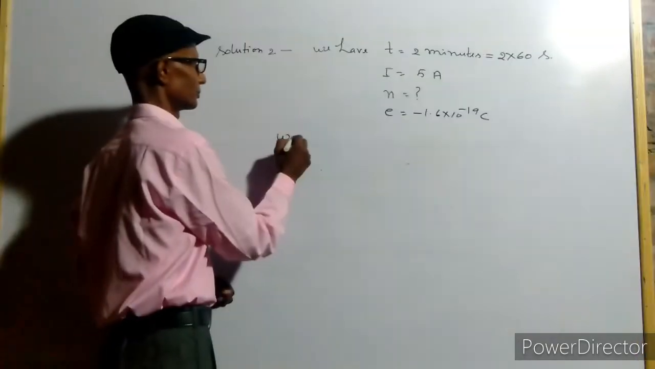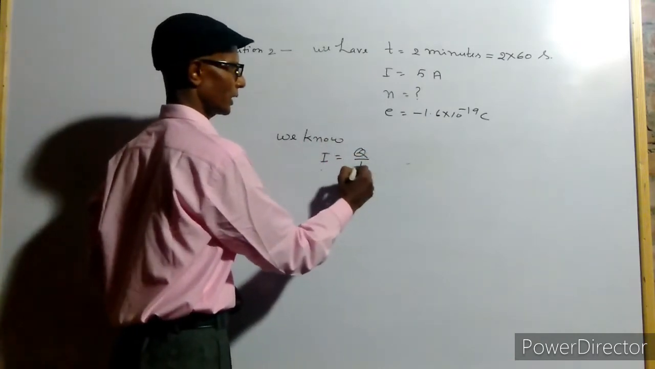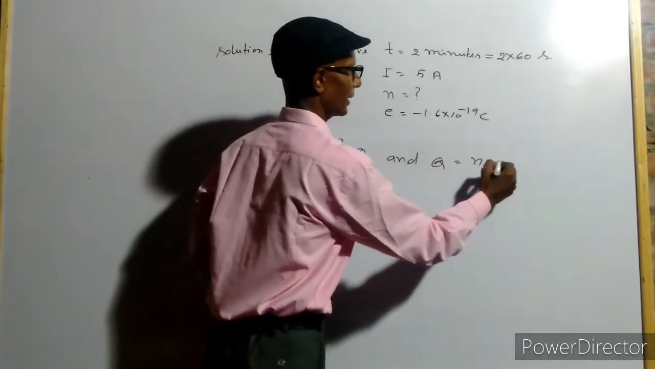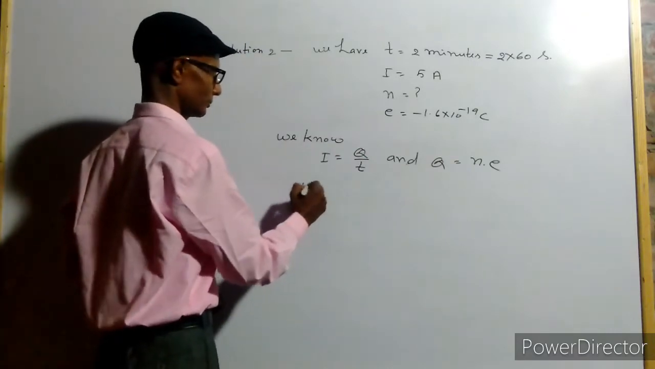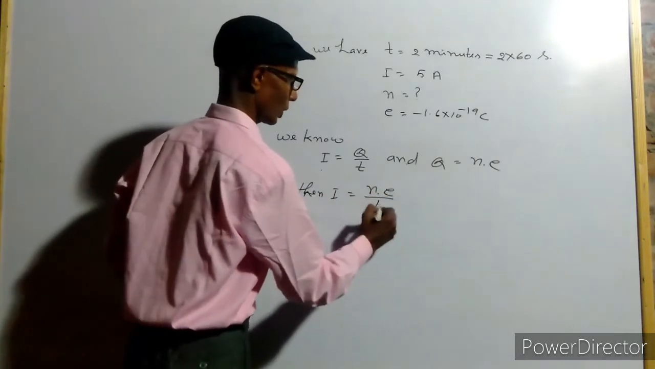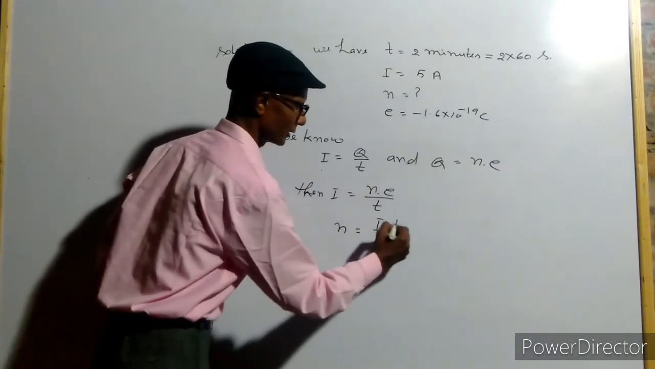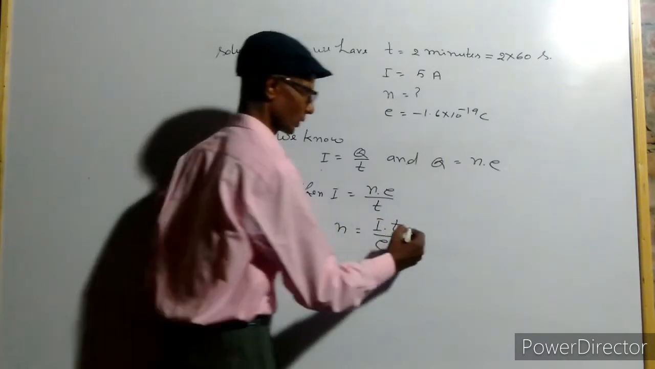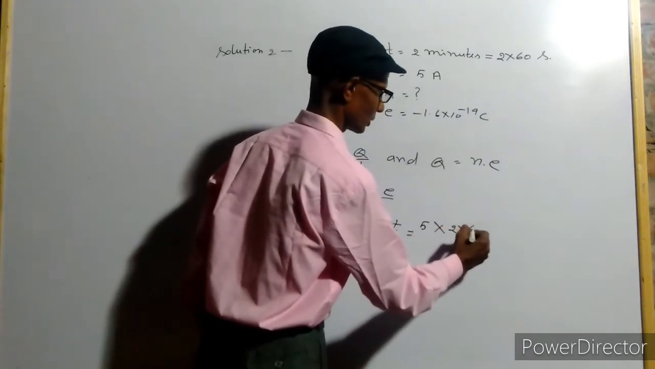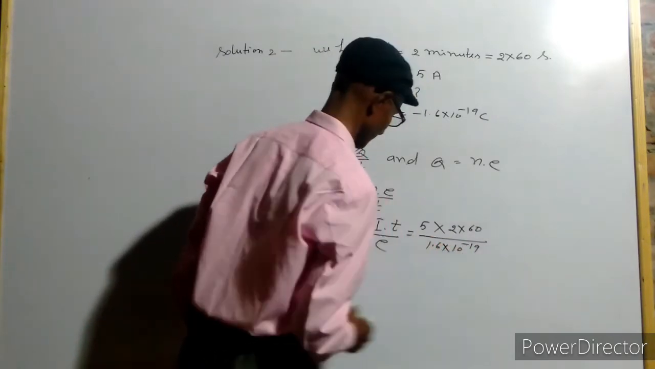We know I equals Q upon t and Q equals n e. Then I equals n e upon t. So n equals I into t upon e. I is 5 ampere, t is 2 into 60, electron charge 1.6 into 10 to the power minus 19.